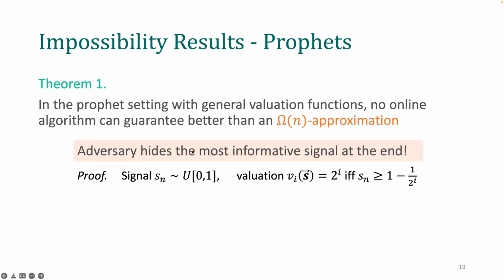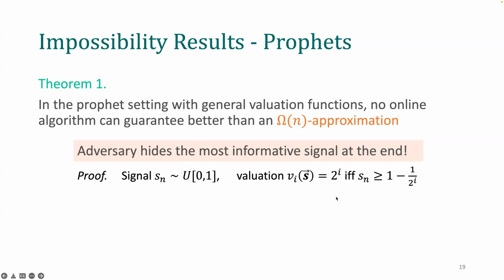It's super simple. Think about the instance where the signal Sn, the nth agent's signal, is drawn uniformly from 0 to 1. And this is the only useful signal for anybody's valuation function. You can think of every other signal S1 through Sn minus 1 as just being 0 or uniform 0,1. We don't care. That's not going to play a role in our valuation functions. And every agent i's valuation function is going to be equal to 2 to the i if the signal Sn is at least 1 minus 1 over 2 to the i, or 0 otherwise. So whenever signal Sn is at least 1 minus 1 over 2 to the i, my valuation function Vi is going to be equal to 2 to the i, and it's going to be 0 otherwise.